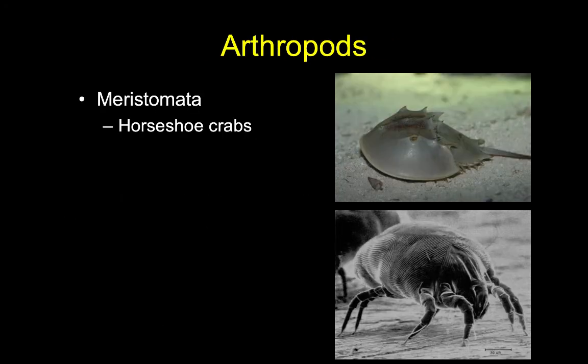Myristomata are the horseshoe crabs. They are what you see in this top picture here. It's a relatively small order of arthropods. They have the shell on the back. They are actually kind of a cool animal in the sense that they're probably some of the first organisms to climb out of the ocean and get onto land. And the reason they did that was to be able to reproduce in safety.